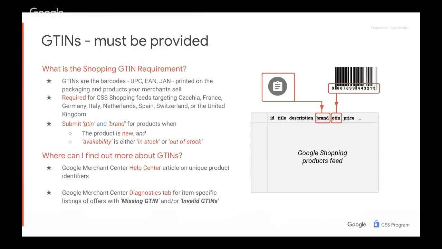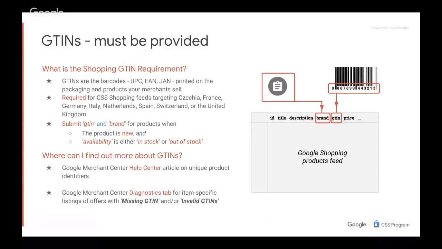Now, there is a range of item issues, and as the list is quite extensive, we won't go through them all. But one particular issue we'd like to cover is GTINs, as this is something we frequently receive questions on from CSSs. GTINs are the barcodes, like UPCs, EANs, JANs, which are printed on the packaging and products that your merchants sell. So your merchants should have this information. They uniquely distinguish products your merchants are selling, and it helps matching your offers with relevant search queries.